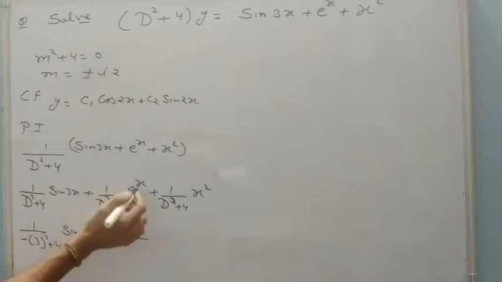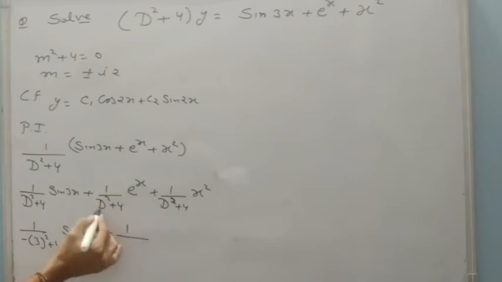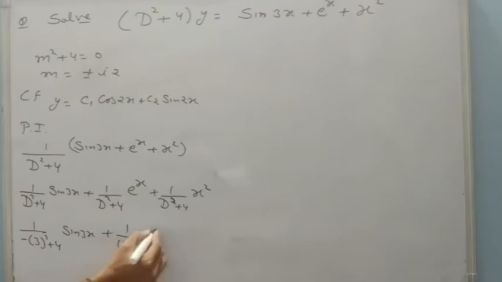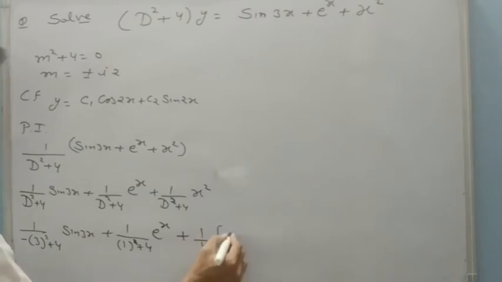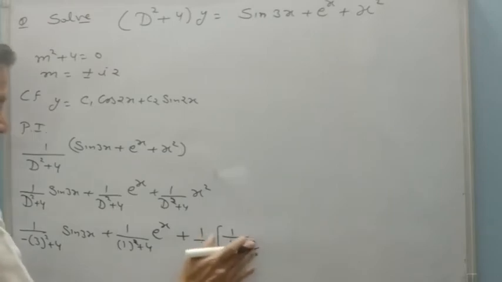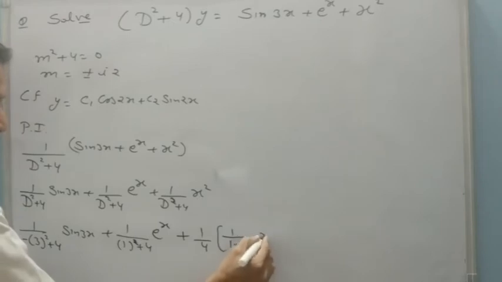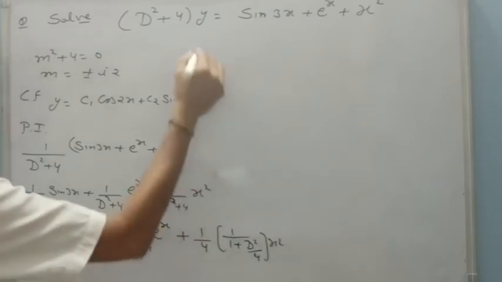Here, the coefficient of x is 1. Put it here, that will be 1 square plus 4 e to the power x. But in this case, I have taken 4 out. It will become 1 upon 1 plus D square by 4. I just write it again: D square by 4 of x square.